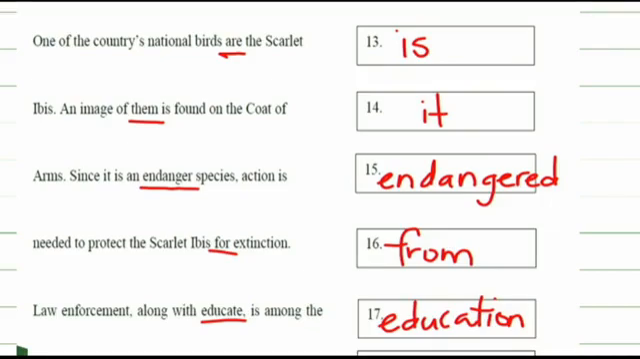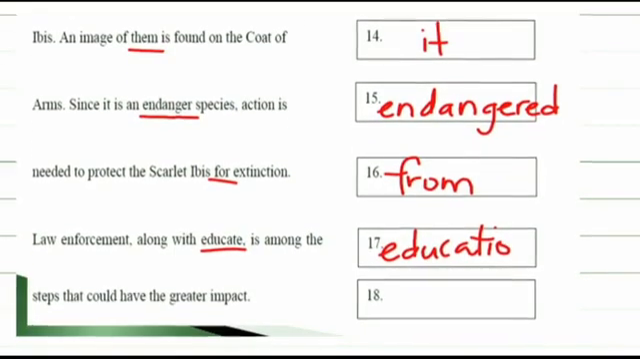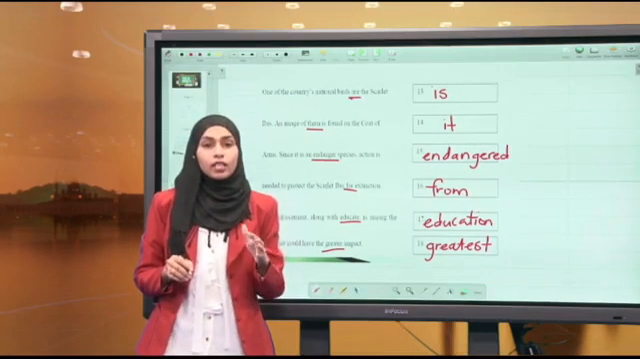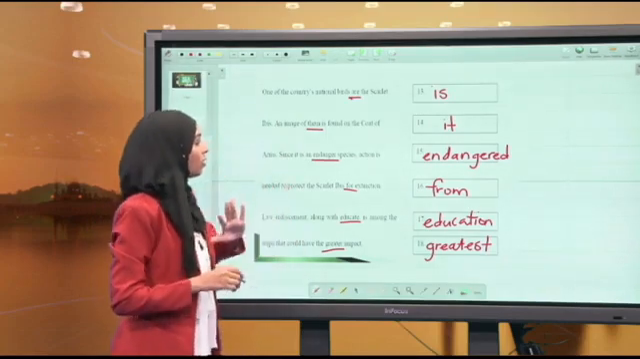Right, last line now. Steps that could have... I do apologize. Last one here, steps that could have the greater impact. What is your error? If you have chosen greater, you are correct once more. It should in fact be greatest. And why greatest? We will see that shortly. So now let's read it with the correction, and you will notice the difference and how smoothly this piece will flow once you have the grammatical correction there.